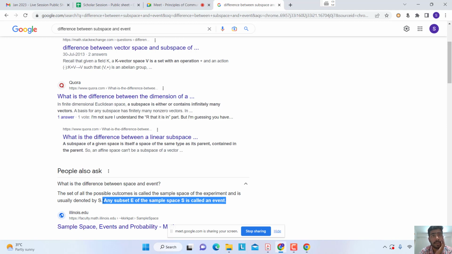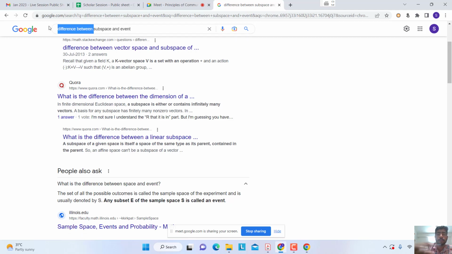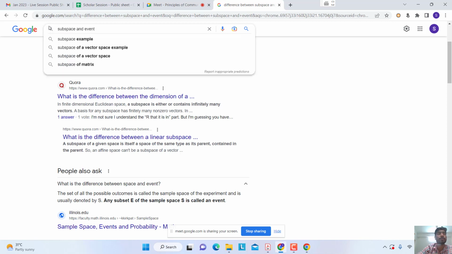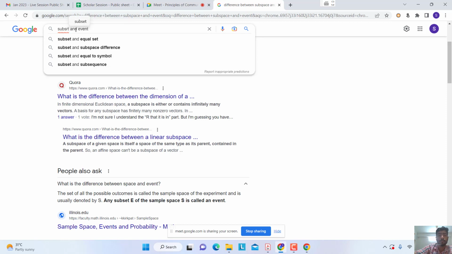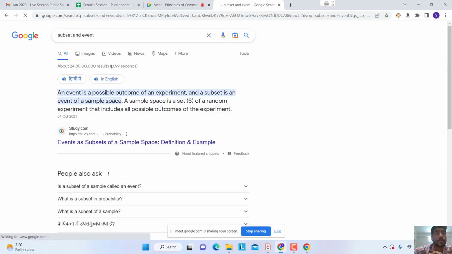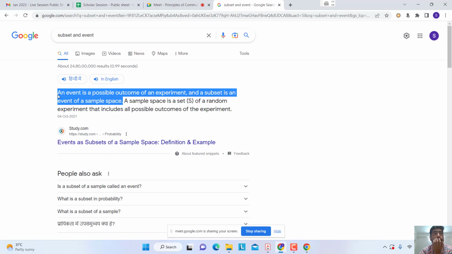Any subset of the sample space is called an event. That's why I'm saying the answer will be C. That is the event. But what is the major difference between subspace, sorry, subset, and event? That is the explanation: an event is a possible outcome of an experiment, and a subset is an event of a sample space.